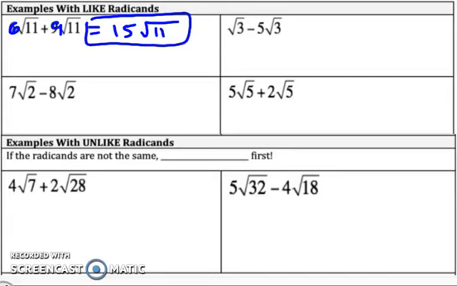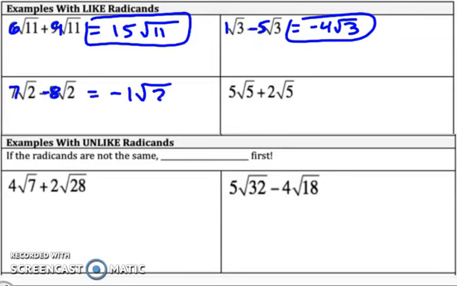Okay, this one, think of this as a 1 and a negative 5. Okay, 1 and negative 5 should make negative 4. We have negative 4 times the square root of 3. All right, a couple more times. We have 7 and negative 8. Those make negative 1. And then we have square root of 2. If you wrote this without the negative 1, that's fine as long as you have the negative symbol. And then the last one is just 5 plus 2. So this is 7 times square root of 5.